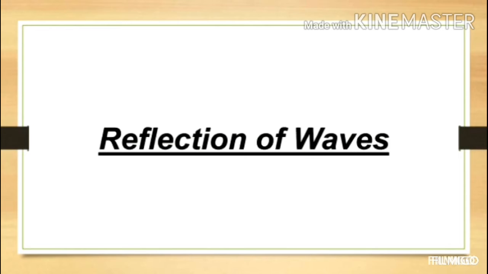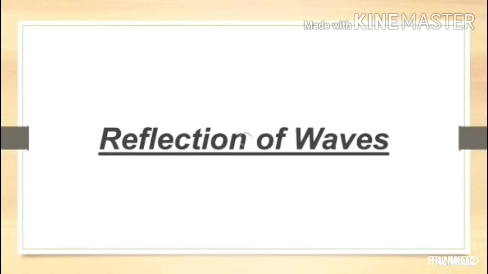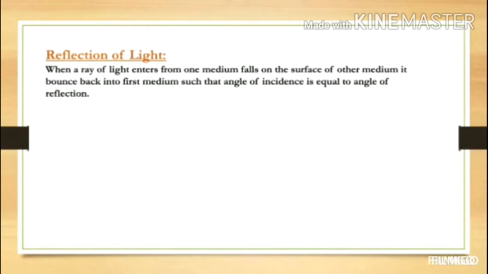Before starting the topic, we need to know the topic reflection of light and terms related to it. Reflection of light can be defined as when a ray of light enters from one medium, falls on the surface of another medium, it bounces back into the first medium such that angle of incidence is equal to angle of reflection.